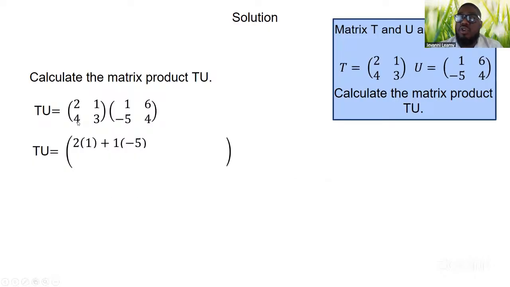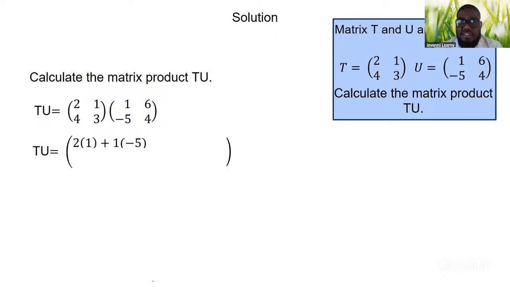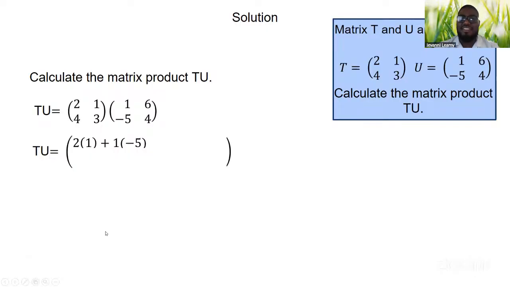What about the second row, the 4 and the 3? What will that be multiplied by? Can anyone tell me? The 4 and the 3, the second row, what will we multiply that by? All right, cool. So we multiply 4 by what? What do we multiply 4 by? All right, 1, good. And then we multiply 3 by -5.